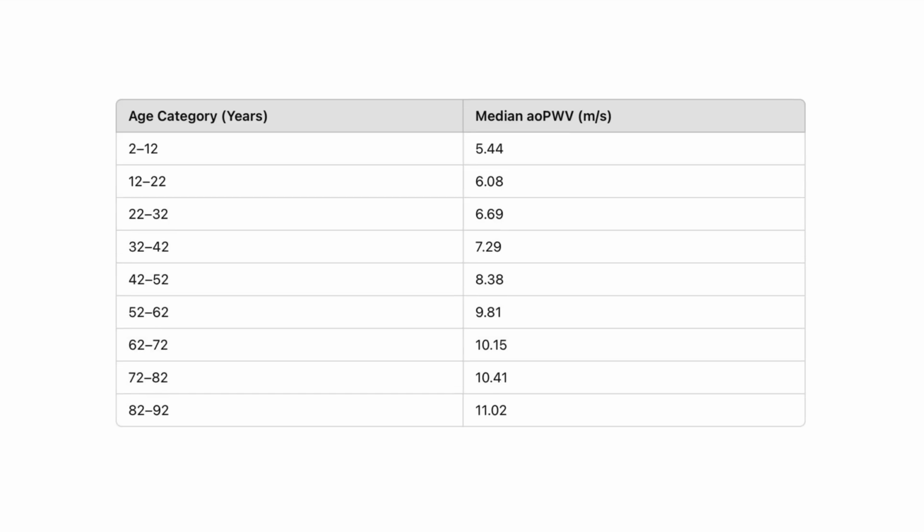Take a look at this chart. It shows how PWV changes with age. Notice the steady increase? That's why PWV is often referred to as a marker of vascular aging.